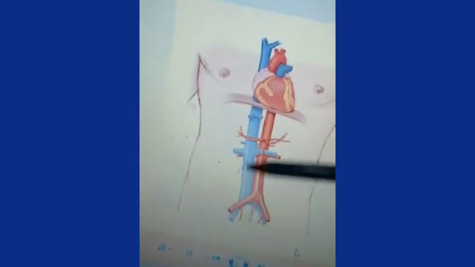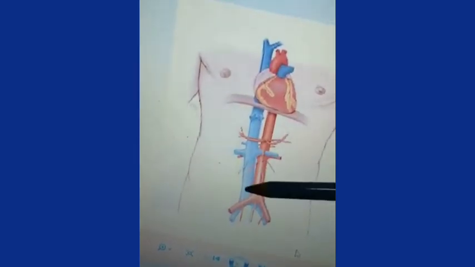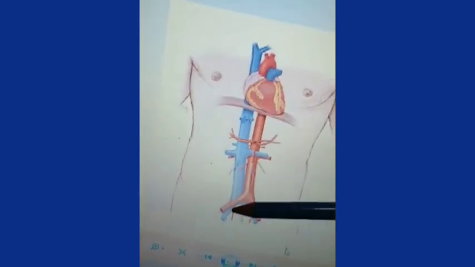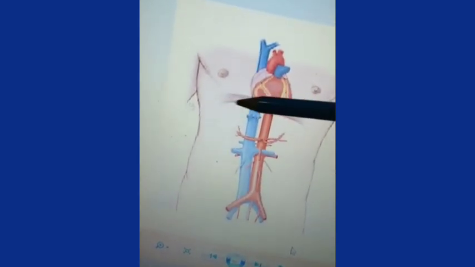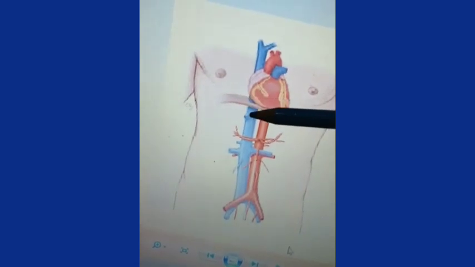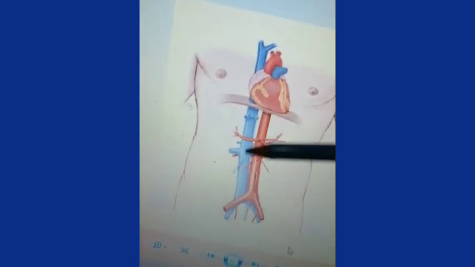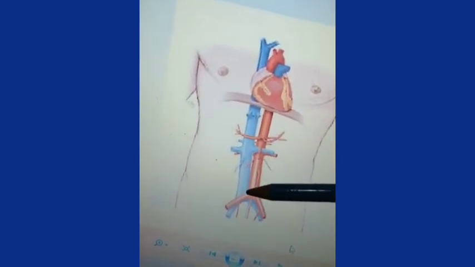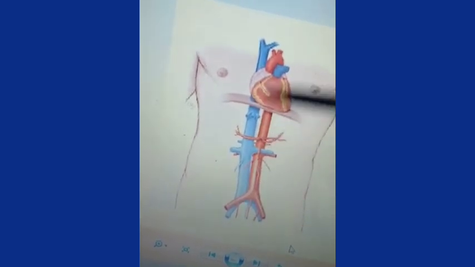On the right side of the aorta, this is the right side of the aorta. It's very clear. There lies the IVC, inferior vena cava. This is the right crus of the diaphragm, and the cisterna chyli and the azygous vein in the upper part.